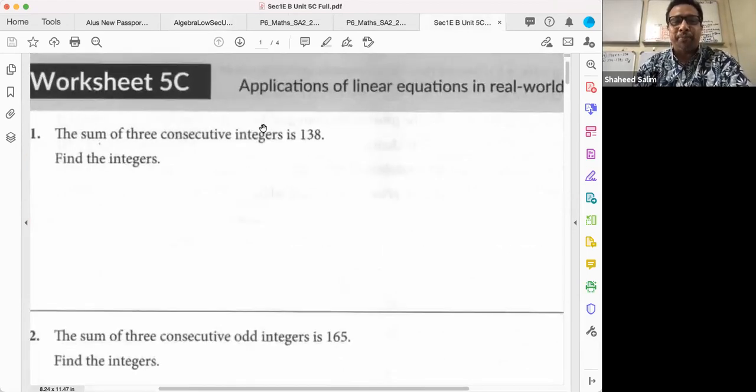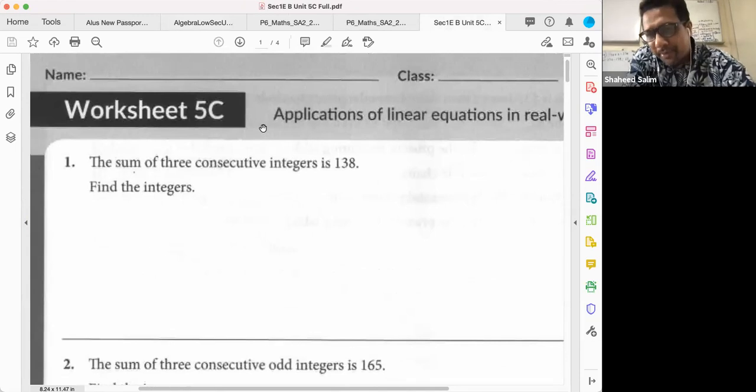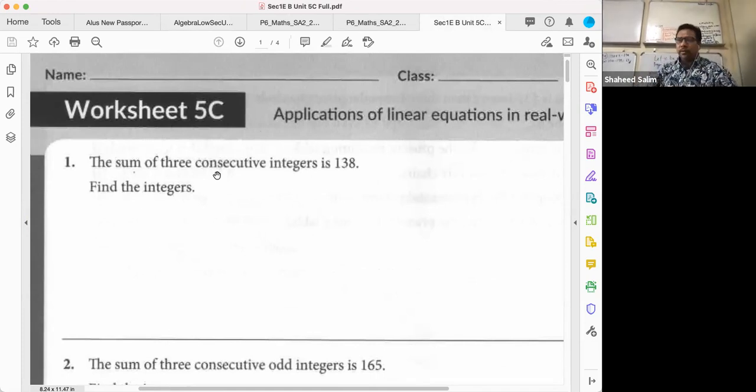Okay. Now we come back to this one. You try this one. Three integers, this one is not odd even. It's one after another. You plus one. So you let x be something.